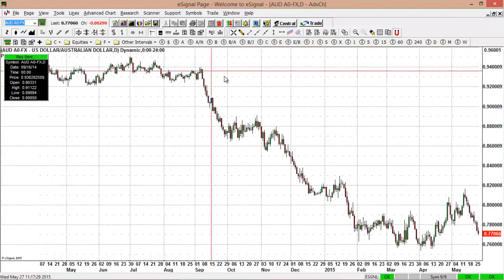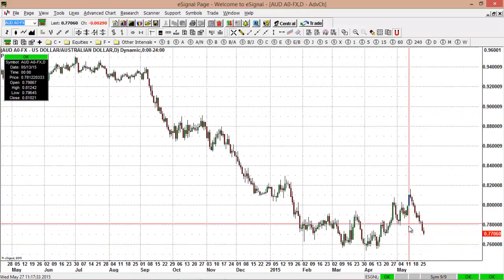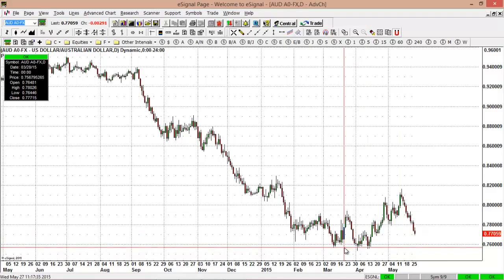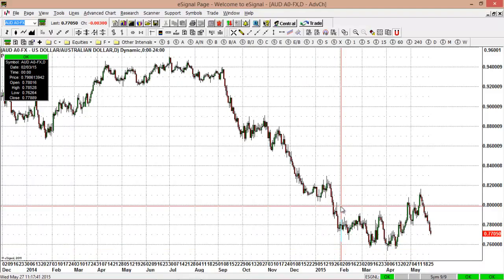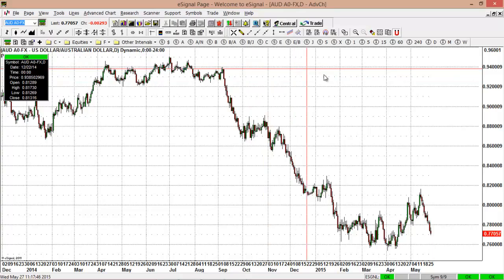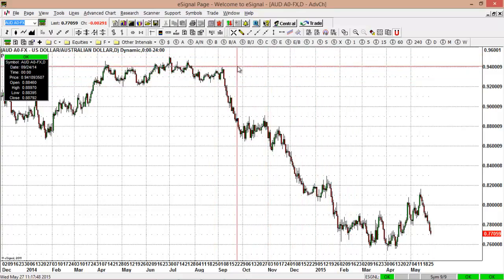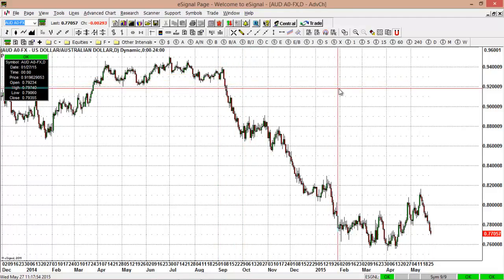Taking a look at the Australian dollar itself, we see that the market is coming down, and it looks like it may challenge support in the 76 dollar region. But for now, just to summarize, with the US dollar, the US dollar is heading upwards, and we just have to go with that trend until we see a definitive reversal.